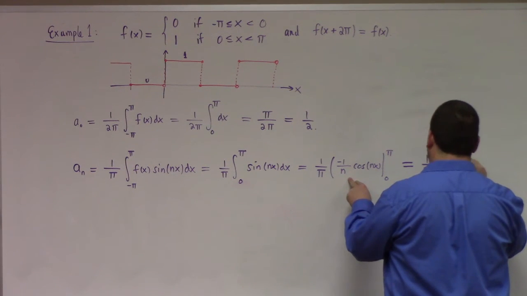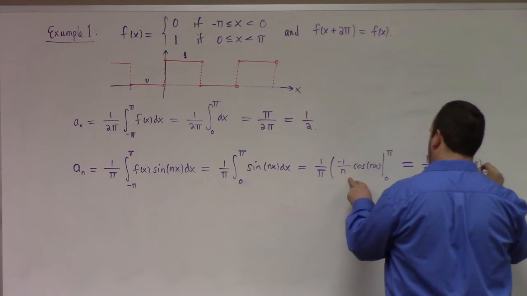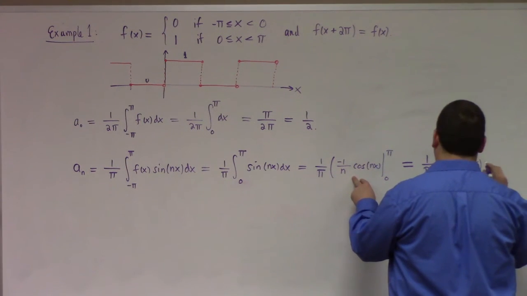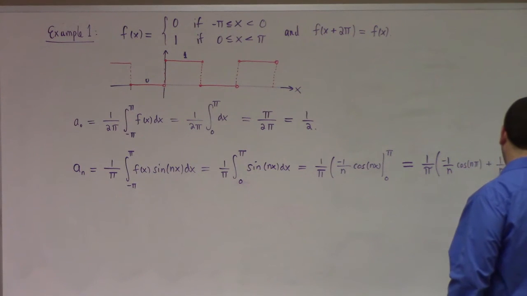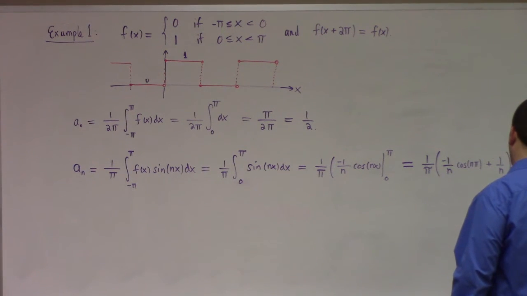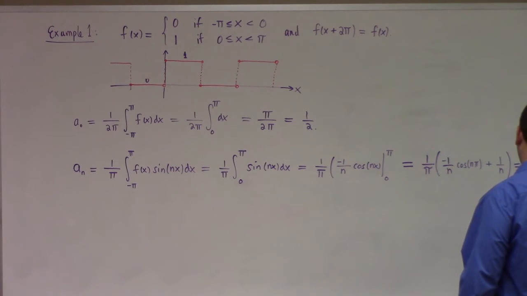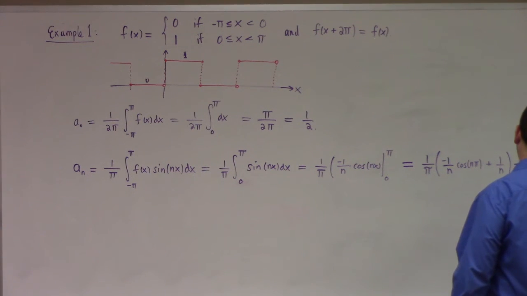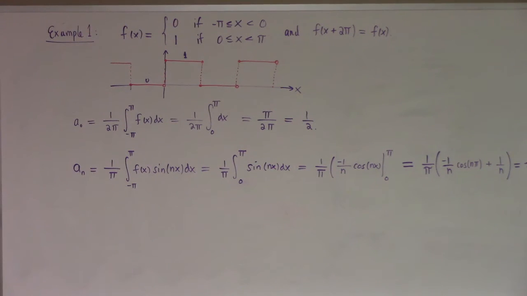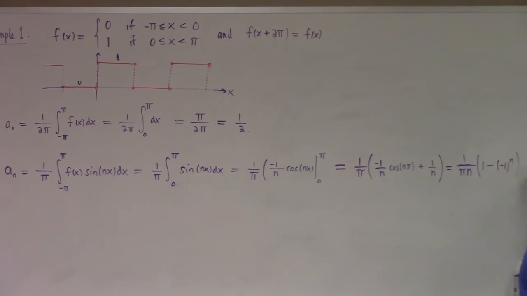So it's 1 over n, cosine of n pi, right? Oh, there's a minus, isn't there? And then plus 1 over n, right? Now if you look at that, it's 1 over pi n times 1 minus (-1) to the n. See, because cosine of n pi is (-1) to the n. And so, case-wise, you can say something here.